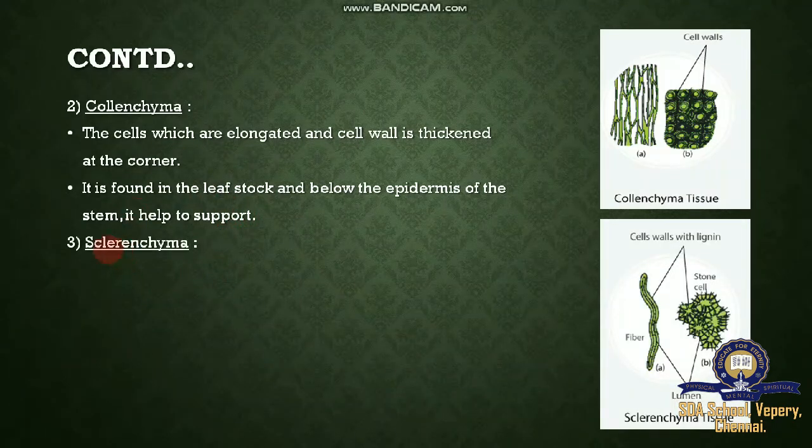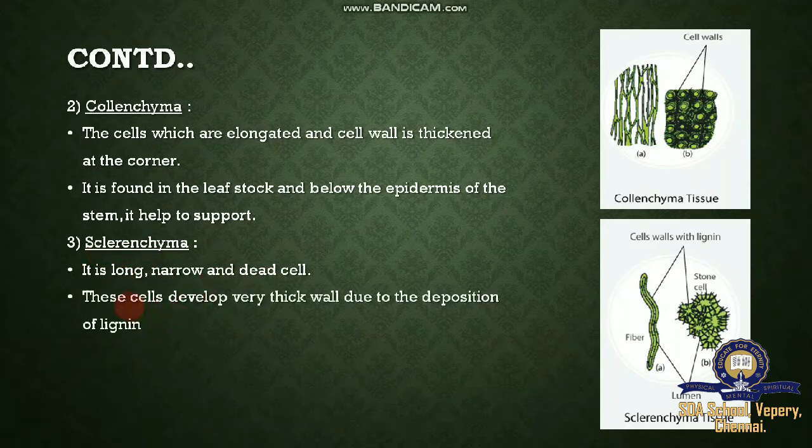The next cell type is called sclerenchyma. The third type of simple permanent tissue is sclerenchyma. It is made of long, narrow, dead cells. The cell consists of a primary wall and a secondary wall. In parenchyma there is only a primary wall and no secondary wall. But sclerenchyma cells are long, narrow, and dead. These cells develop very thick walls due to the deposition of lignin. The secondary wall is dead because it is filled with the deposited compound lignin.